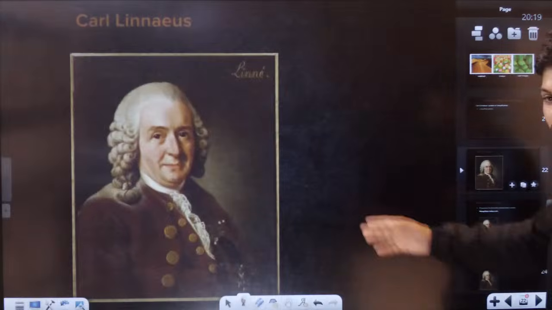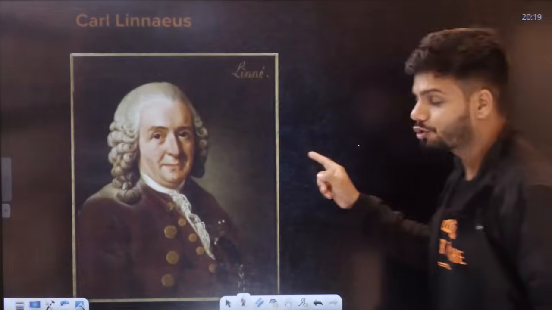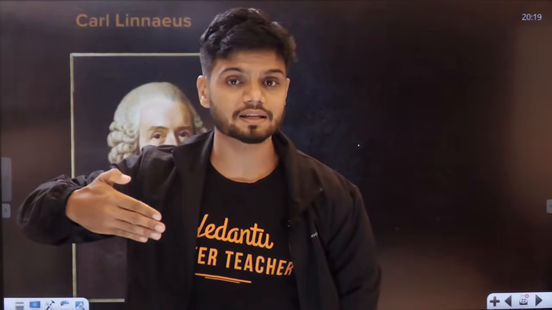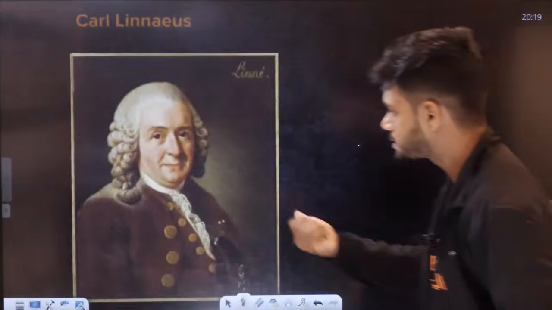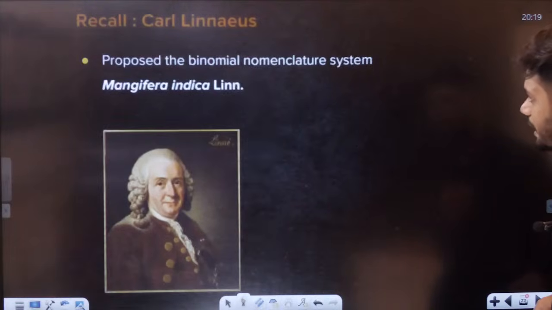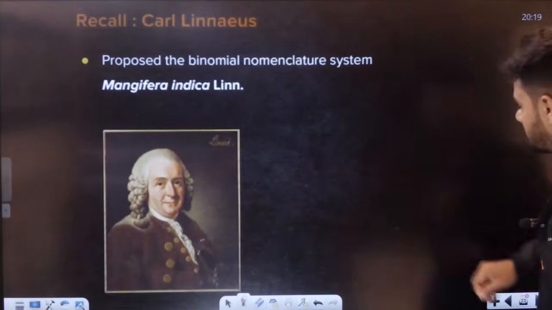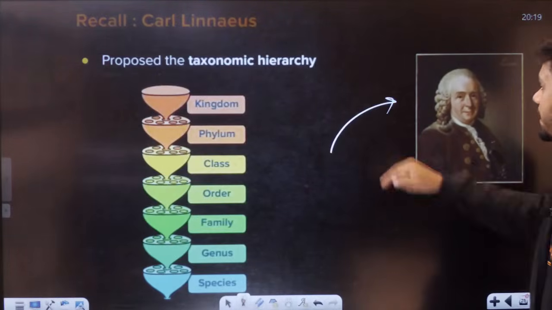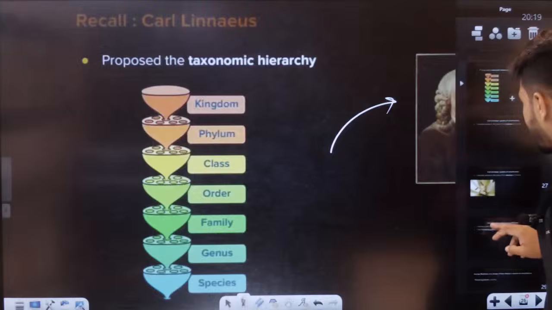Carl Linnaeus. Students, do you remember? Carl Linnaeus was a scientist who gave us binomial nomenclature and the taxonomical hierarchy. All of it was given by this scientist. Please remember, pay the respects. Mangifera indica, binomial nomenclature, taxonomical hierarchy, everything was given by Carl Linnaeus, students.